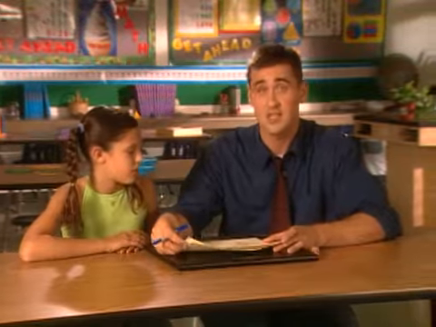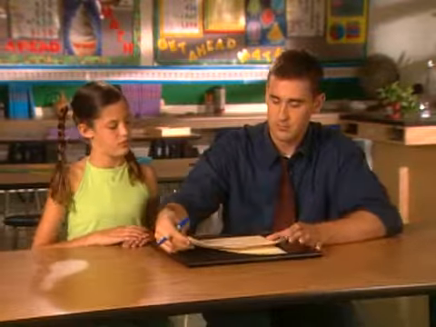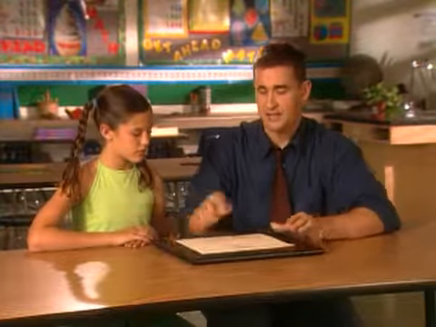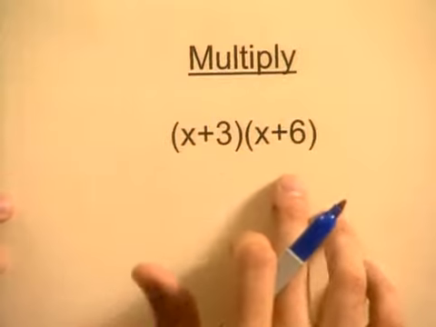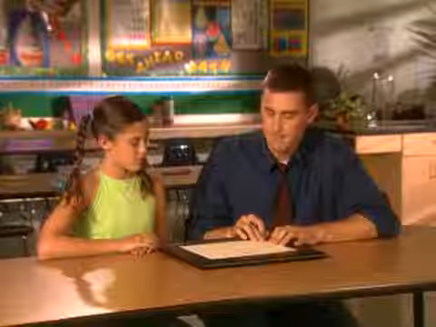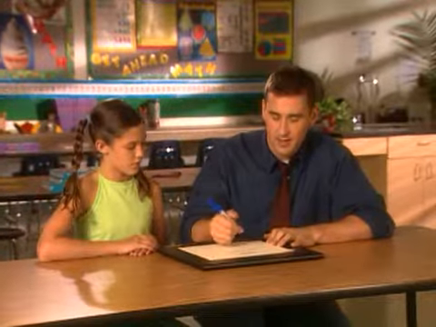Okay? So let's look at our first problem. It's the one we were just looking at. It's x plus 3 times x plus 6. One binomial and another binomial here next to it. We're going to use the FOIL method.